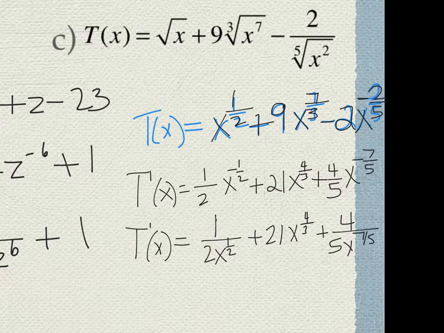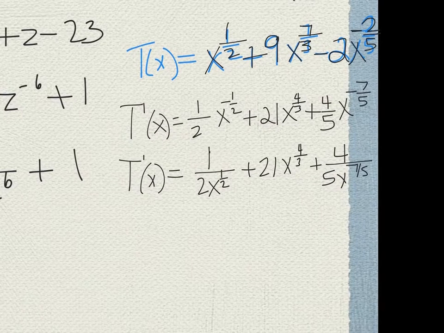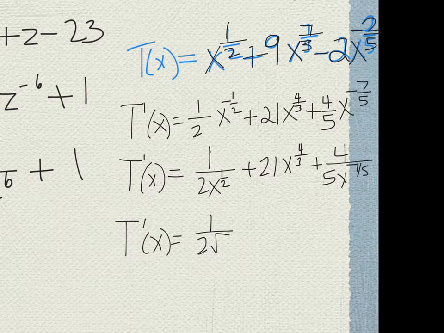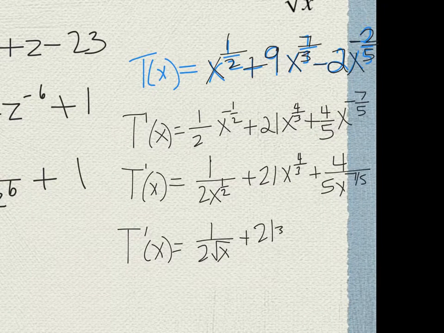Okay, or you could write them all as roots if you wanted to. Okay, so if you wanted to write them all as roots, it would look like 1 over 2 root x plus 21, cube root x to the power of 4 plus 4 over 5 fifth root x to the power of 7, like that.